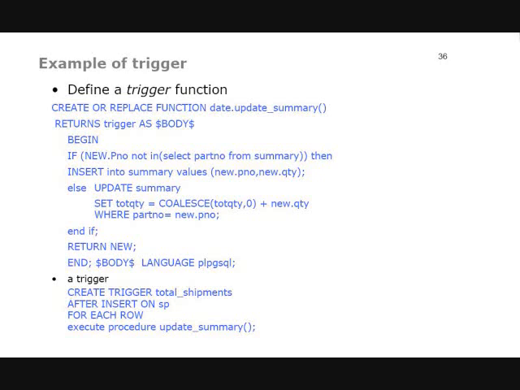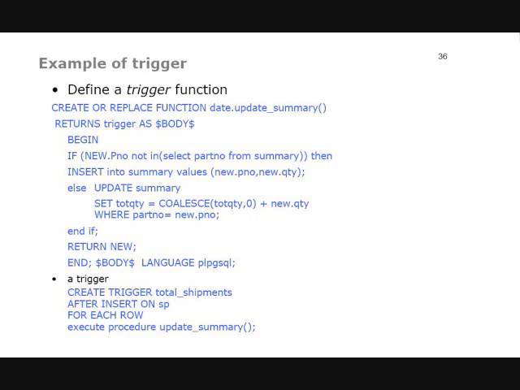Now, I've created this function, which is actually the action that I want to perform on my trigger. What I now have to define is my trigger. And my trigger is going to have create trigger. I'm going to call it total shipment. After insert. So that means that every time I try to insert on the SP table, after I insert, this code is going to be executed automatically by the system. So every time I insert a new shipment, the code above gets executed. If I said before insert, the code will be executed before I insert in the shipment table.